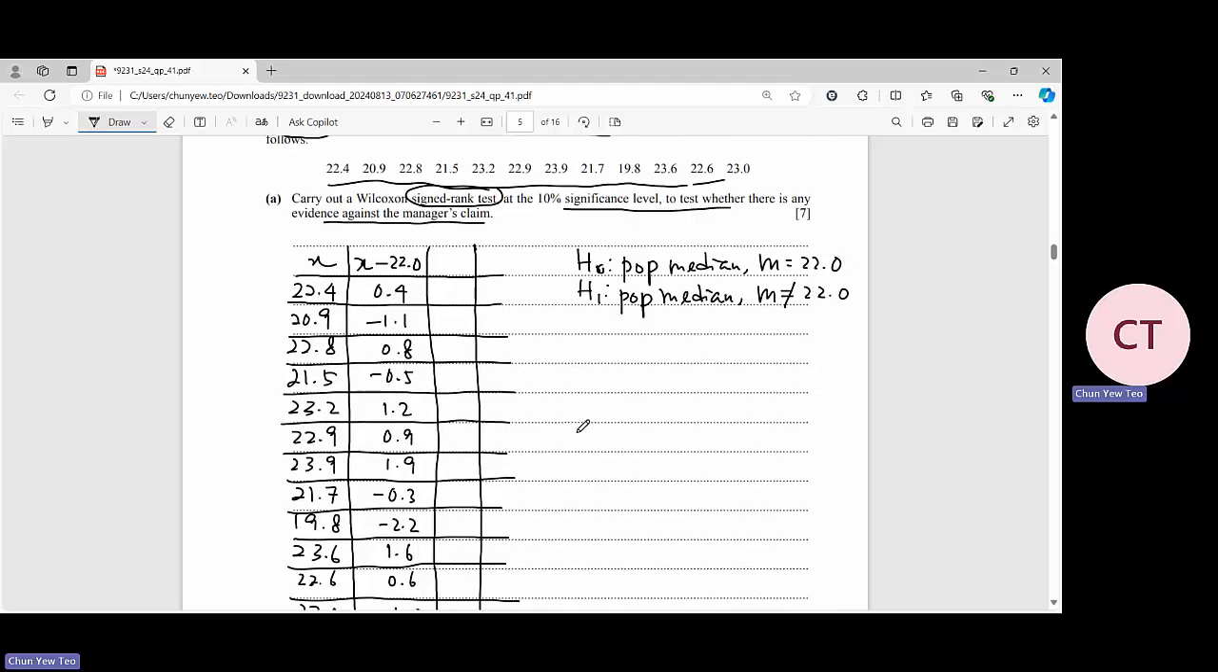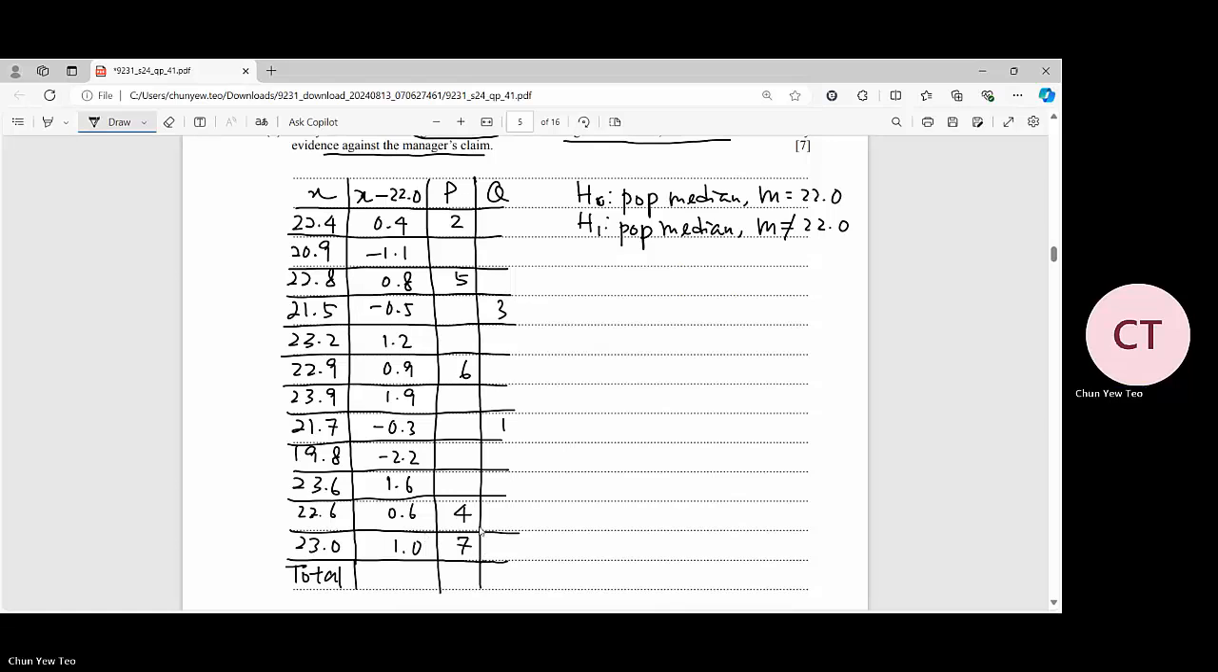So we need to calculate the sign that is positive and the sign that is negative from ascending order. The smallest one will be here, 1. Q represents the negative sign, P represents the positive sign. Then we have 2, 3, 4, 5, 6, then 7, 8, 9, 10, 11, and then 12. After that we total up the ranks of the positive signs together and total up the ranks of the negative signs together. So over here you get 54 and you get 24.